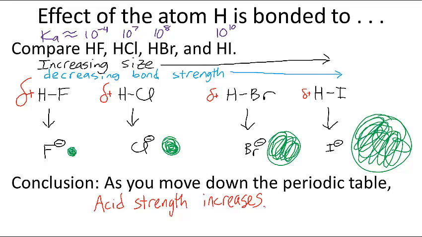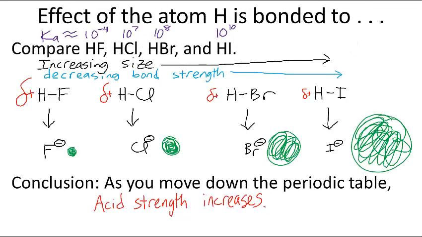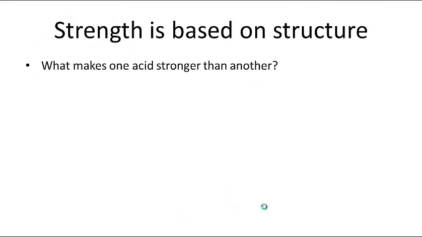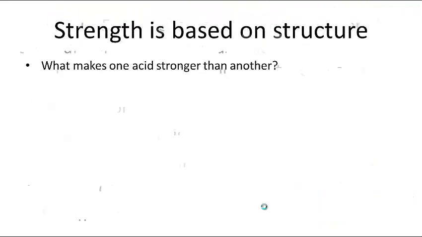All right. So we've seen if you look at the atom that hydrogen is bonded to, we have a left to right periodic trend and we have an up and down periodic trend. Those are the two trends you want to know. Next thing we said we were going to look at is other nearby atoms.